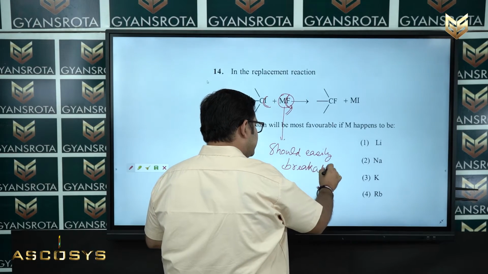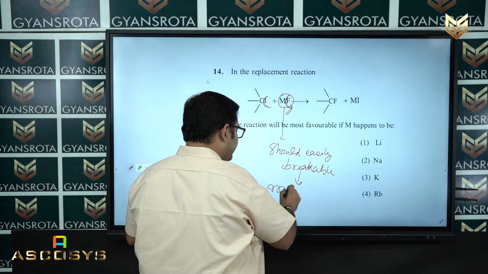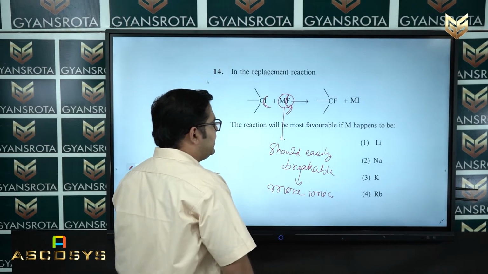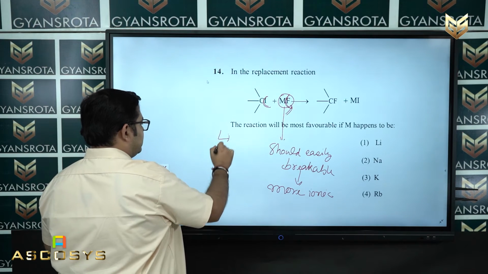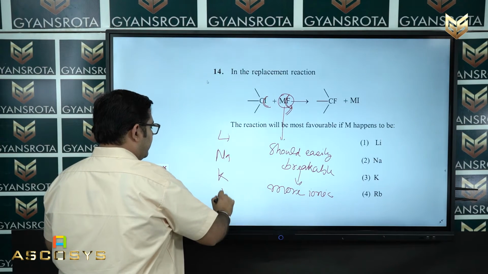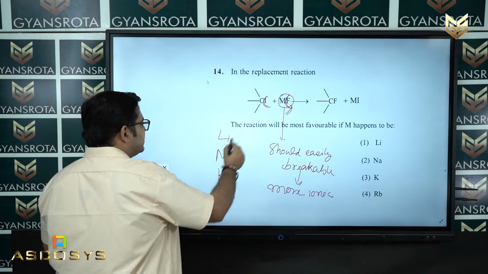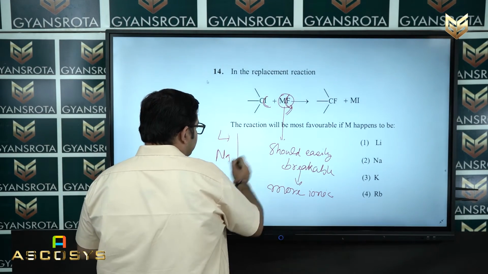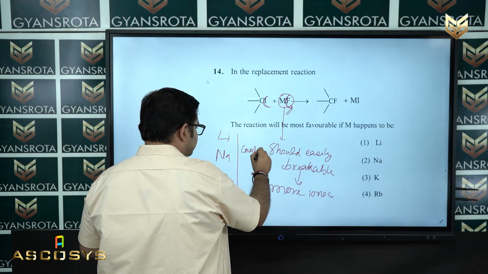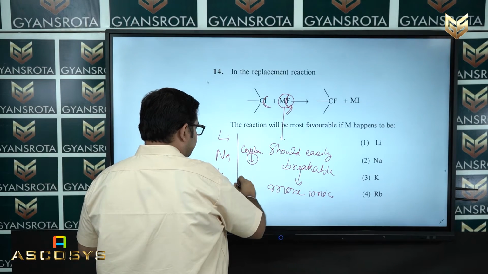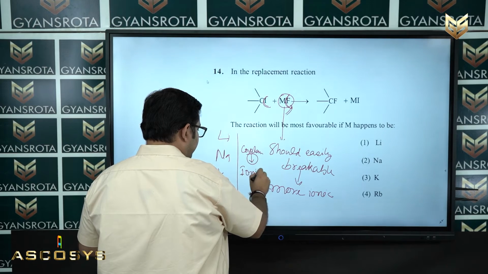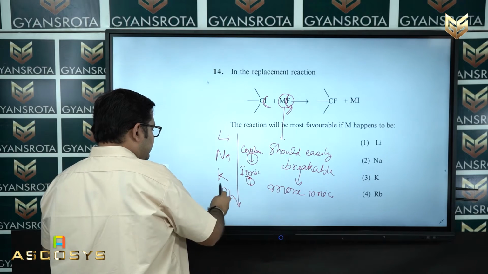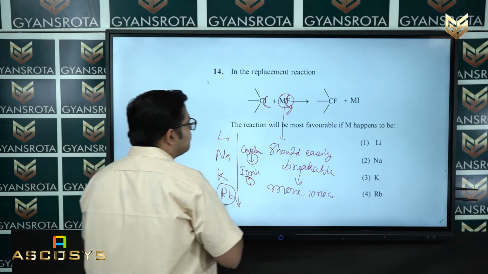Or we can say this bond should be more ionic. And if you see Li, Na, K, Rb, Cs, Fr, this is your group 1 element. Now, when you go down the group, the covalent character decreases and the ionic character increases. So among these four, Rb, that is rubidium, is most ionic.